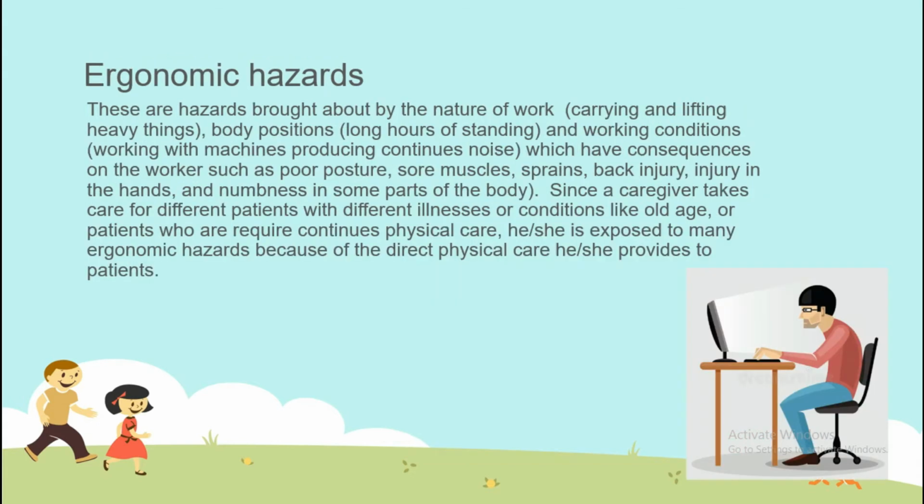Okay. Next is ergonomic hazard. These are hazards brought about by the nature of work. For example, carrying and lifting heavy things, body positions, long hours of standing and working conditions, working with machines producing continuous noise, which have consequences on the worker, such as poor posture, sore muscles, sprains, back injury, injury in the hands, and numbness in the parts of the body.